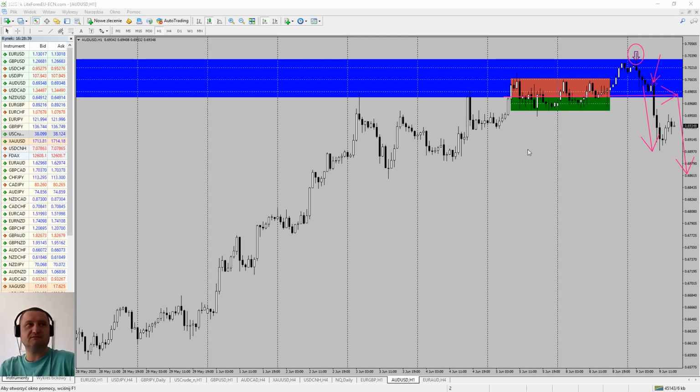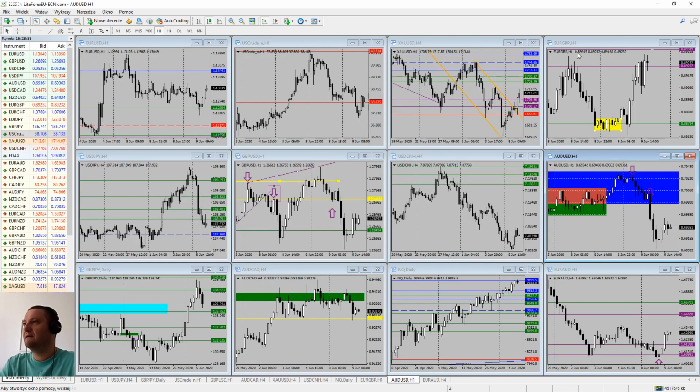That's where I'm going to look for some kind of continuation to the downside. When it comes to the Australian dollar, I want to see what kind of behavior we are going to get, because the market is almost sure that the Fed will step in and will buy, and towards the end of the day, it's going to be like nothing has happened. Plenty of things are going on around. Anyway, so that's the Australian dollar.